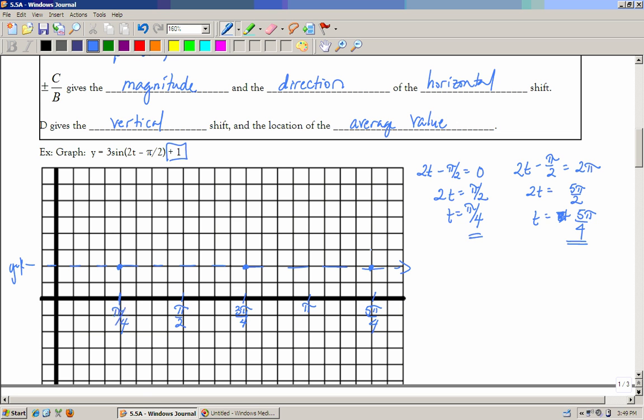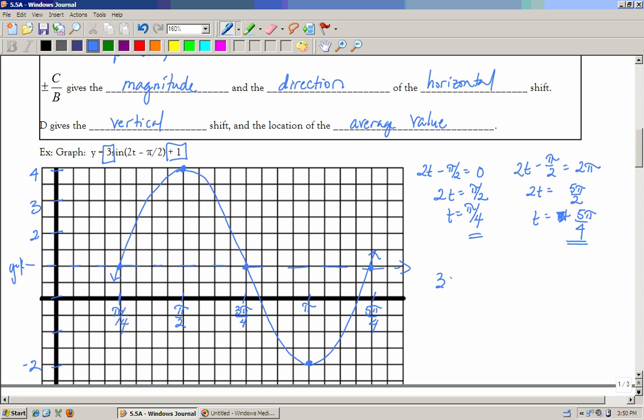Now our maxes and our mins are going to happen at the amplitude, going up and down 3 units from that average value. So at pi over 2, if we go up 3 units, we're at 4. And then when we're down over here at pi and we're hitting our minimum, we go down 3 units, and we're down to negative 2. So we start at pi over 4. We hit its max at 4. We go back to the middle of the function at 3 pi over 4, at 1. We hit its minimum at negative 2, and we finish out the function at 5 pi over 4.